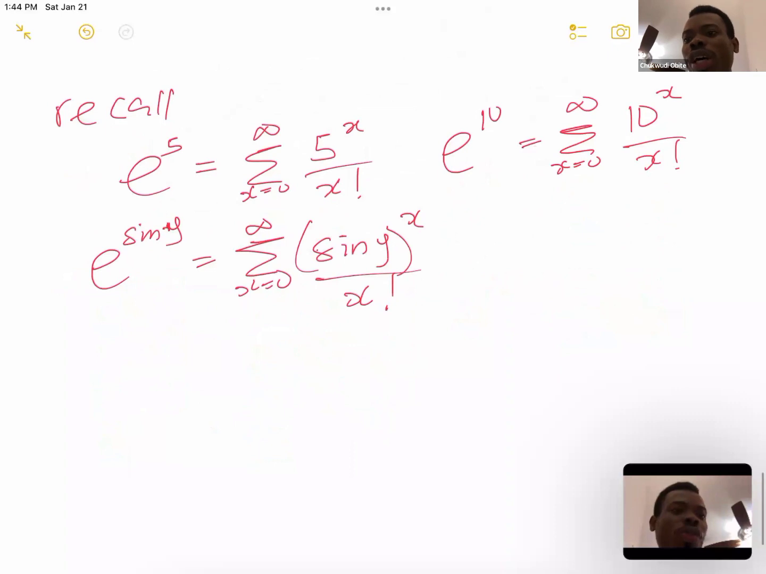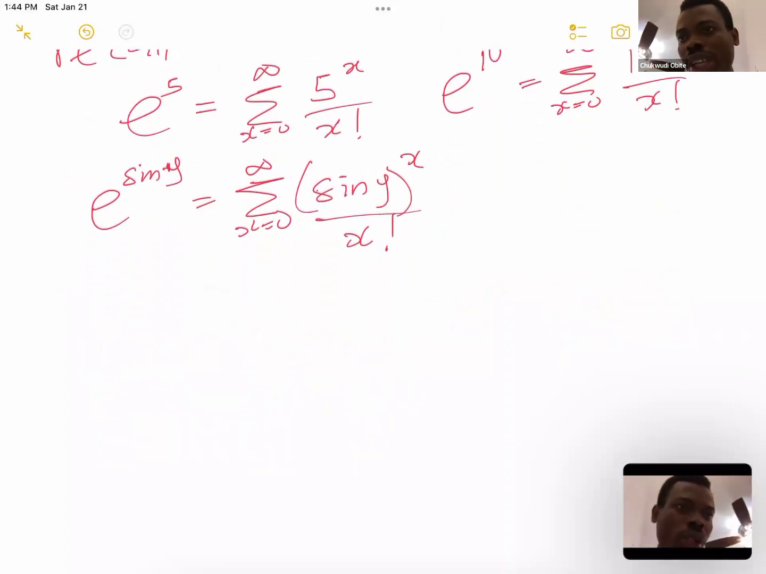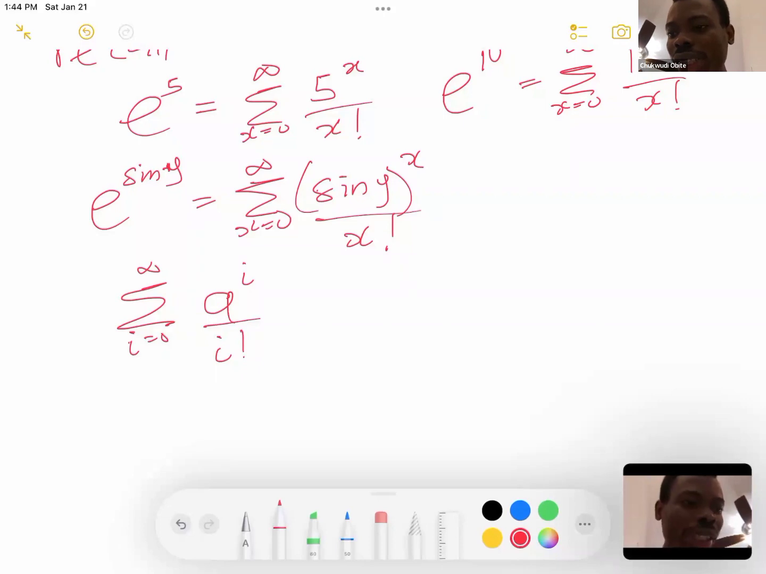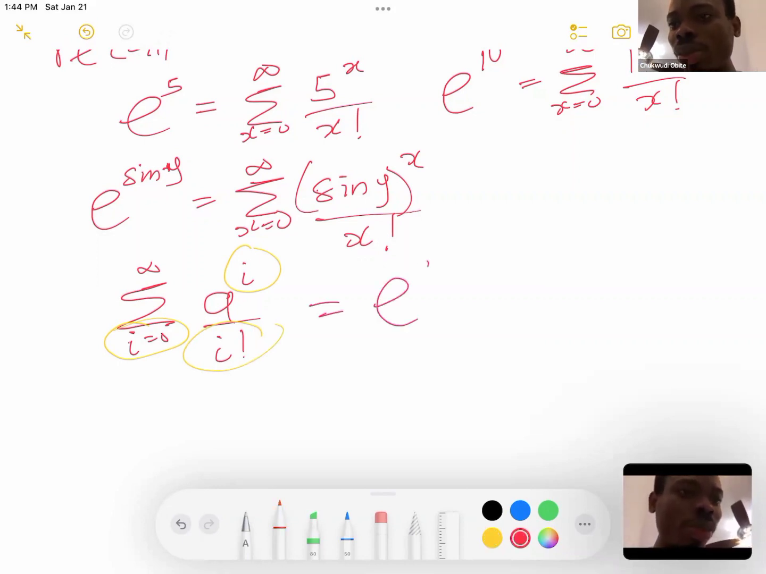So from all I've written so far, what can you deduce? It means whenever you see a summation, the index need not be x, it can be anything. So let me use i. So the index can be i, and we have an object which can be anything. So I can use a now. And this a is raised to power the index, all over the index factorial. So the index must be what we have here and must be what we have here. If all these are achieved, then this can be written as e raised to power a. So this is how to expand the power series expansion of the exponent function.